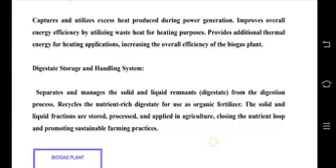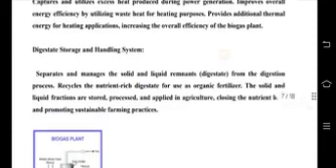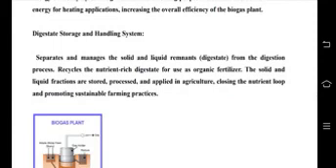Then the digestate storage and handling system is there, which separates and manages the solid and liquid remnants, or digestate, from the digestion process. It recycles the nutrient-rich digestate for use as organic fertilizer. The solid and liquid fractions are stored, processed, and applied in agriculture, closing the nutrient loop and promoting sustainable farming practices. So these wastes are used, and this digestate storage and handling system manages the solid or liquid remnants after the process of biogas production.